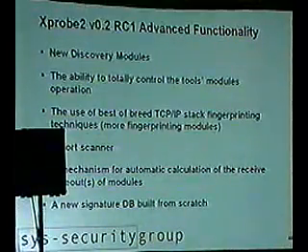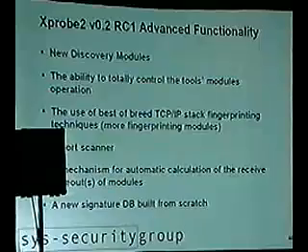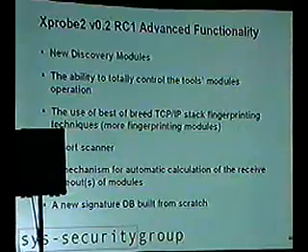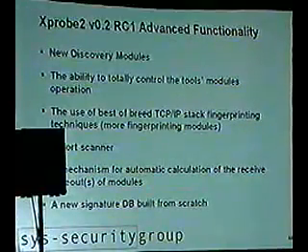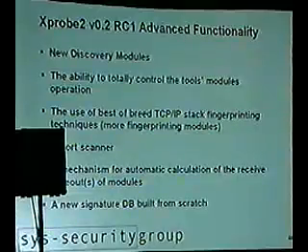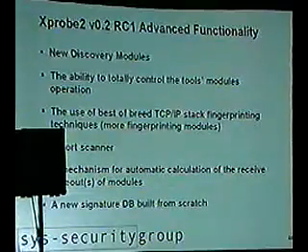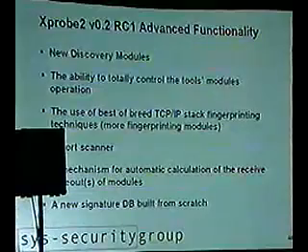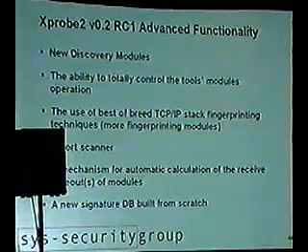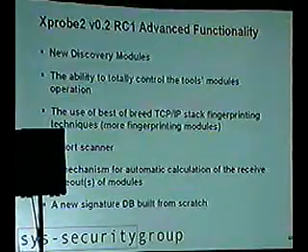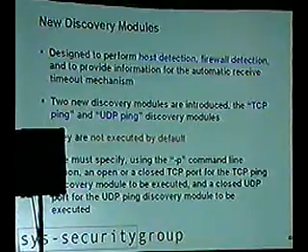So we have decided on adding several functionalities to Xprobe 2. We have added several new discovery models. We added the ability to totally control the tool's models operation. We added more fingerprinting models. We now have a port scanner. We also have an automatic mechanism to assess the receive timeouts for the different models. And we have also rebuilt our database of signatures from scratch.